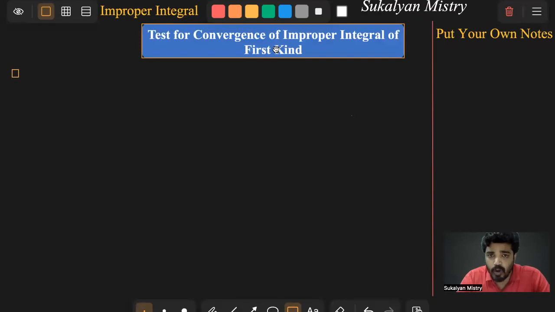Today's topic is test for convergence of improper integral of first kind. So basically, আজকে আমি comparison test discuss করব. Previous lecture আমি discuss করেছি what is improper integral, types of improper integral. So basically, improper integrals are two types: improper integral of first kind, improper integral of second kind. So আজকে আমি test for convergence of improper integral of first kind discuss করব. So আজকে আমি discuss করব comparison test. So it is a very important test. Okay. So first write down comparison test.